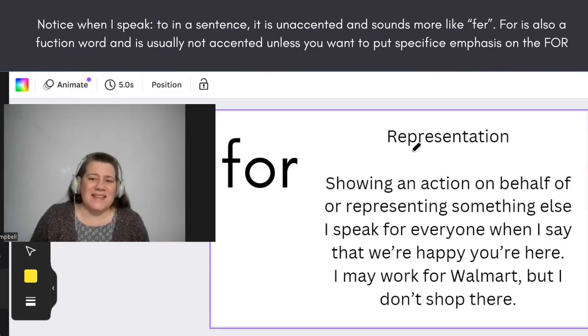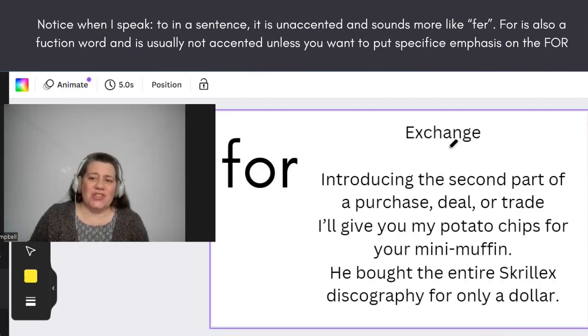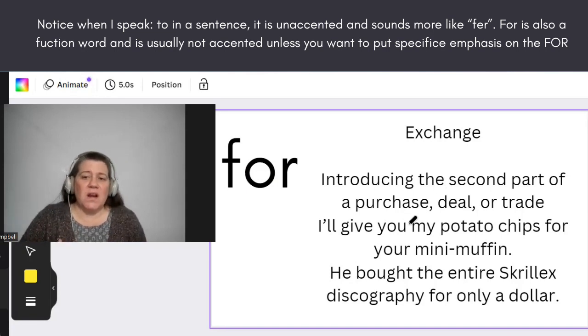"For" is also used for showing representation. I speak for everyone. I may work for Walmart, but I don't shop there. Work for Walmart or speak for everyone. So that's you're representing. Exchange. I'll give you my potato chips for your mini muffin. Or he bought the entire Skillex discography for only $1.